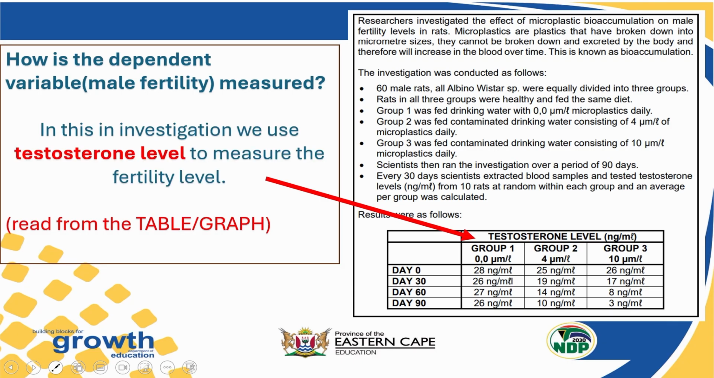In this question, the dependent variable was male fertility in rats. We cannot measure male fertility directly, and therefore we need to find a way of measuring male fertility. If we look at the table in this investigation, we see that instead of measuring male fertility directly, they used testosterone level to measure male fertility. So our answer to the question, how was the dependent variable measured? It was measured by taking the testosterone level.